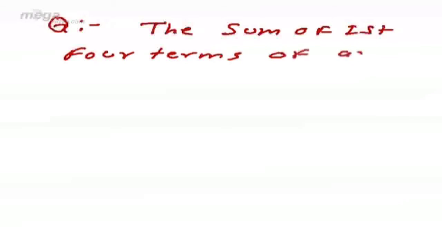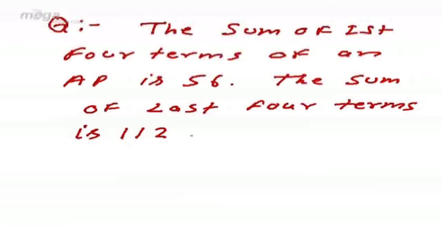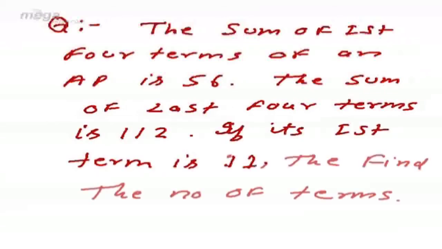The sum of the first 4 terms of an AP is 56. The sum of the last 4 terms is 112. If the first term is 11, then find the number of terms. Then the solution of this question is like that.